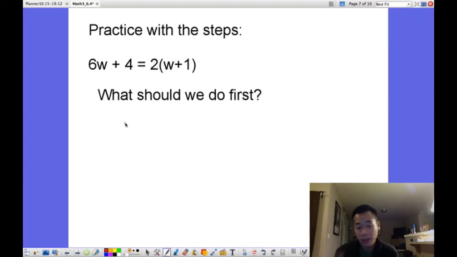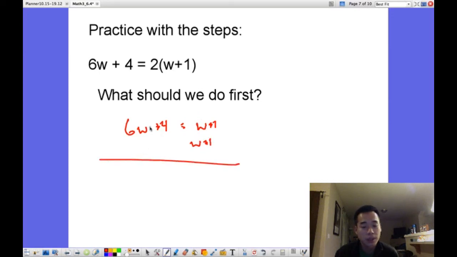So in other words, I'm going to write this out longhand. I have 6w plus 4 is equal to 2 groups of w plus 1, w plus 1. I have 2 groups of w plus 1. Okay, so what I need to do now is just bring the 6w plus 4 down, and I need to combine these like terms right here. I get 2w plus 2. Okay, that's what that distributive property really means.